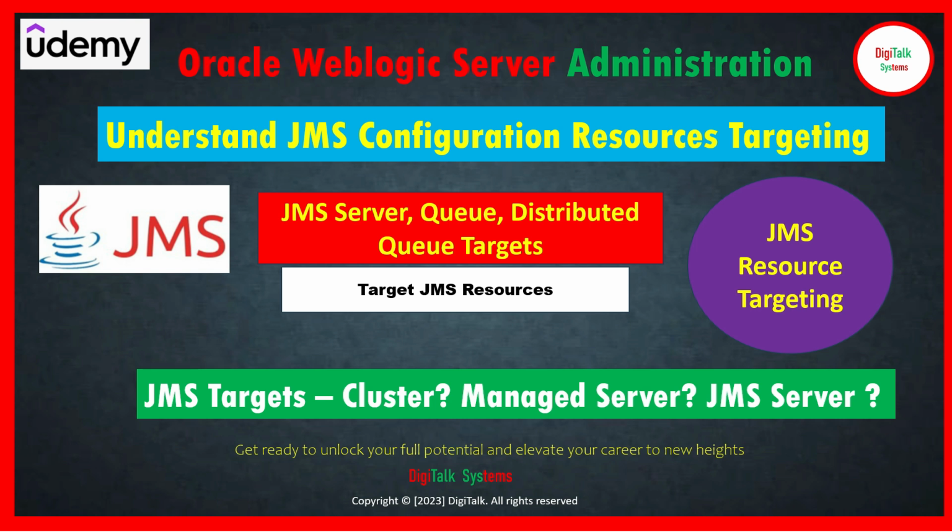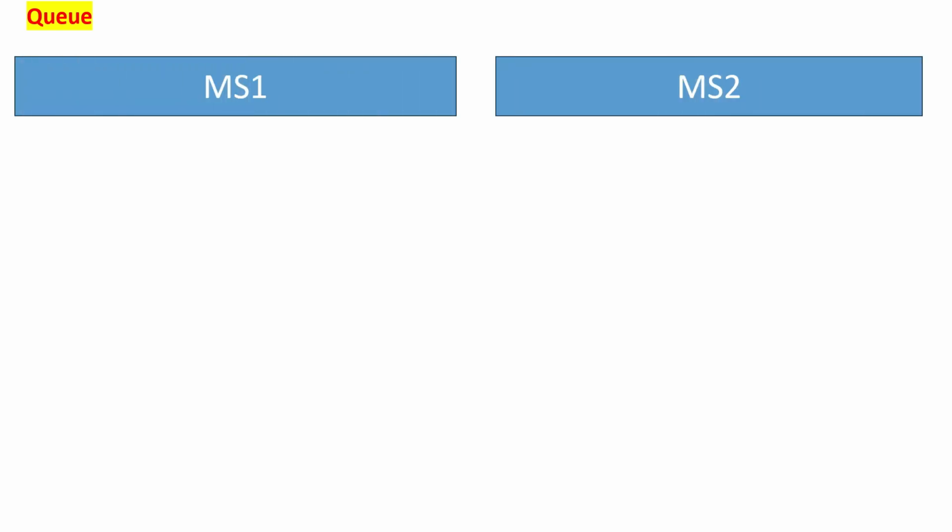For that, I am going to show you the targeting of the queue, and then the distributed queue, and this will be the same for topic and distributed topic. Whatever I define for queue or distributed queue will be applicable for topic and distributed topic as well. So let us consider a two node architecture.